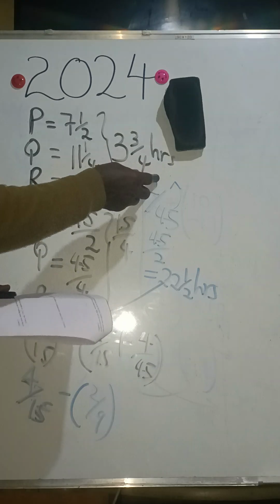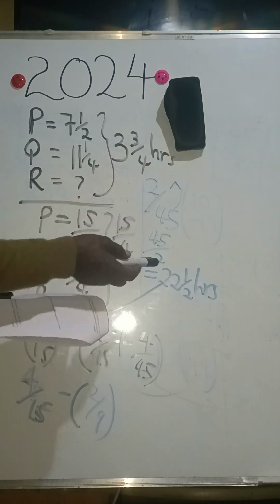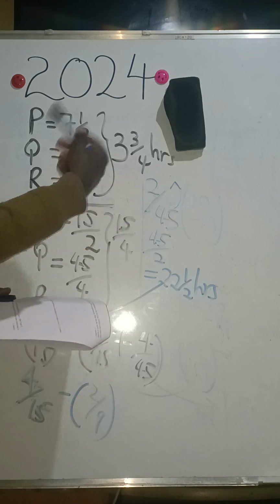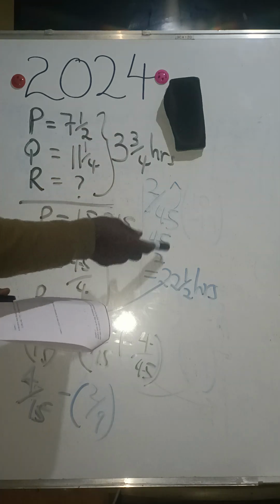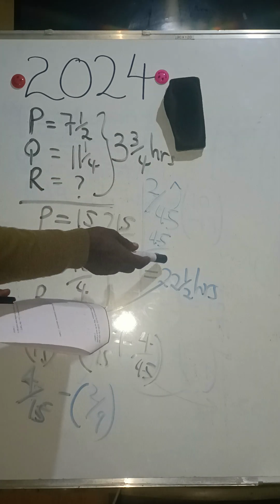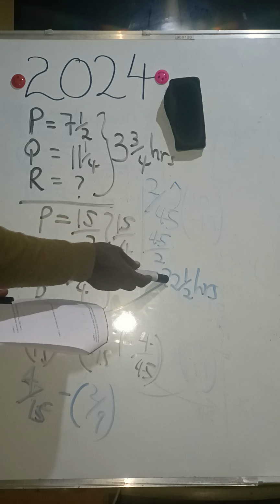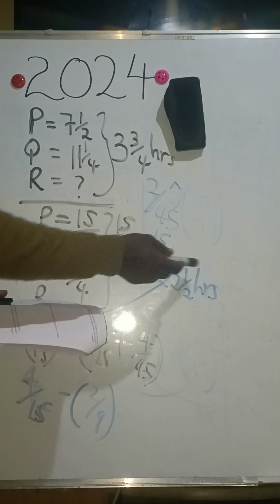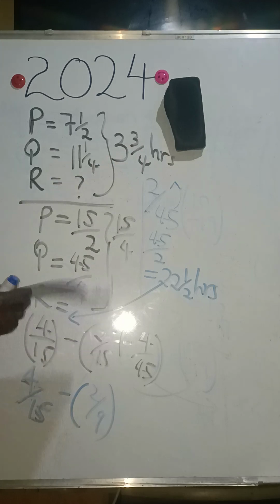So if it does 2 over 45 of the work in 1 hour, it can take the reciprocal of that as time to empty the whole swimming pool. It gives us 45 over 2. If I divide this, 2 into 45 is 22, that is 44, remainder 1, so we say 1 over 2. So it can take 22 and a half hours to empty the whole swimming pool.